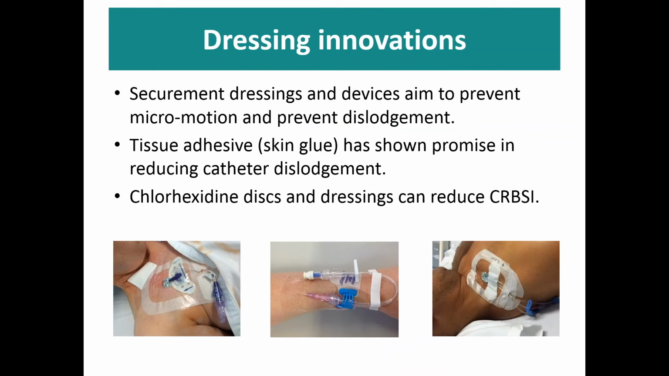Over the past few years, there have been some dressing innovations. Securement dressings and devices aim to prevent micromotion and prevent dislodgement. We're also seeing tissue adhesive or skin glue, which has shown some promise in reducing catheter dislodgement. And especially for central lines now, chlorhexidine discs and dressings can reduce skin colonization around the insertion site, which has been identified as the leading cause of both local and systemic infection. However, chlorhexidine discs and dressings are not suitable for neonates or people with chlorhexidine sensitivity. There's a lot more work going on in this area.